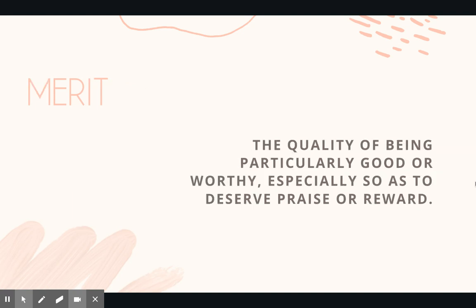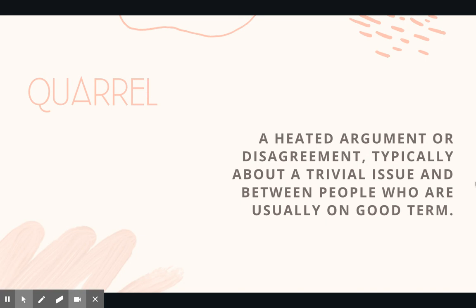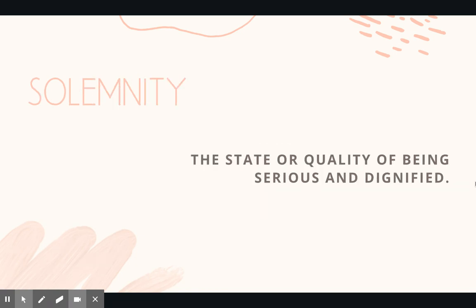Next one is merit, the quality of being particularly good or worthy at something, especially so as to deserve praise or reward. So if you have merit. Pernicious, having a harmful effect, especially in a gradual or subtle way, so it's subtly being harmful. Quarrel, a heated argument or disagreement. We're going to see that with the first scene of Act 1 in Romeo and Juliet. It's basically just a fight. It's a quarrel. Solemnity, the state or quality of being serious and dignified. We're going to see that with quite a few characters in this play, characters that consider themselves to be dignified.